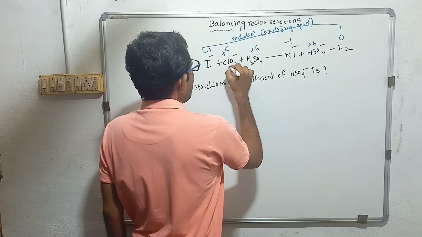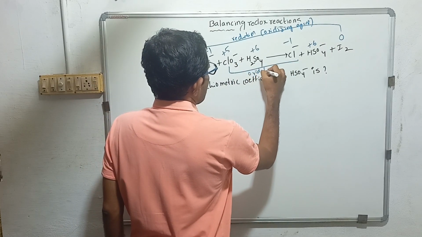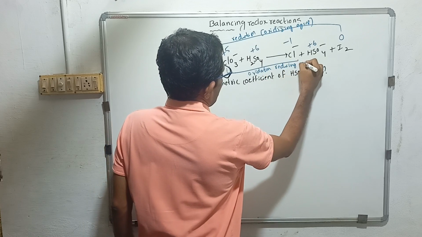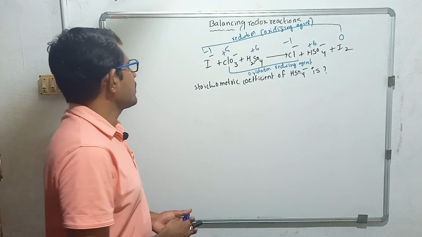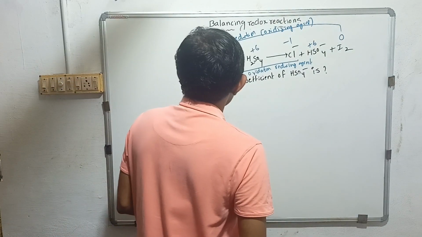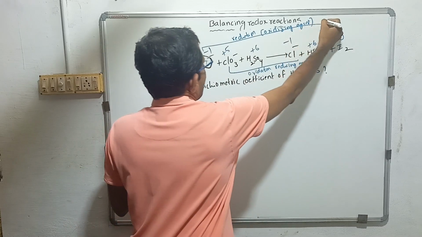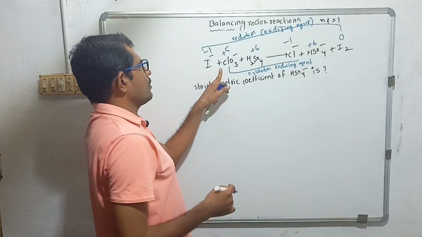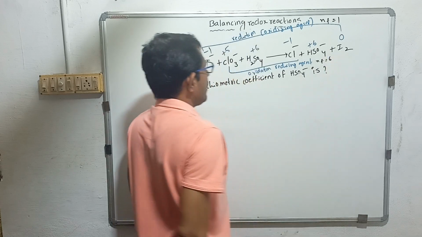While coming to the chlorine, it is undergoing oxidation, so it acts as reducing agent. Here the N factor for iodine is 1. N factor for I minus is 1. N factor for ClO3 minus is 6.